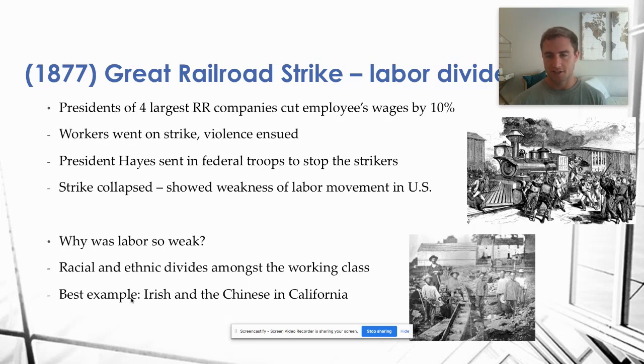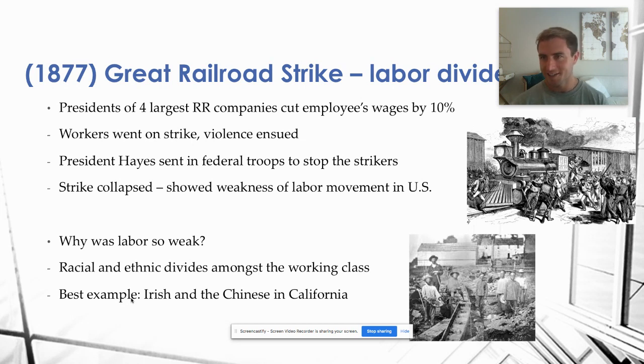Railroad strikes. Yes. Labor is going to try to come into their own in this time period. Labor is certainly going to need some help from the federal government, and at first they do not get it. In 1877, this is during Hayes' presidency, we have a large railroad strike. The presidents of the four largest railroad companies are going to cut their employees' wages by 10%. The workers go on strike, and President Hayes is going to send in federal troops to stop the strikers.